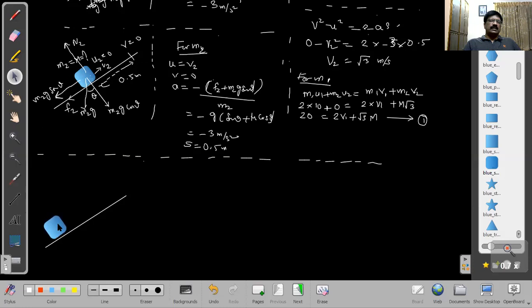Initially the first block is here. Whenever it makes the second collision with the second block, the block comes to this one through a distance. What is the distance traveled by the first block before it makes collision with the second block? That means s = 6 meter. S1 is equal to 6 meter.